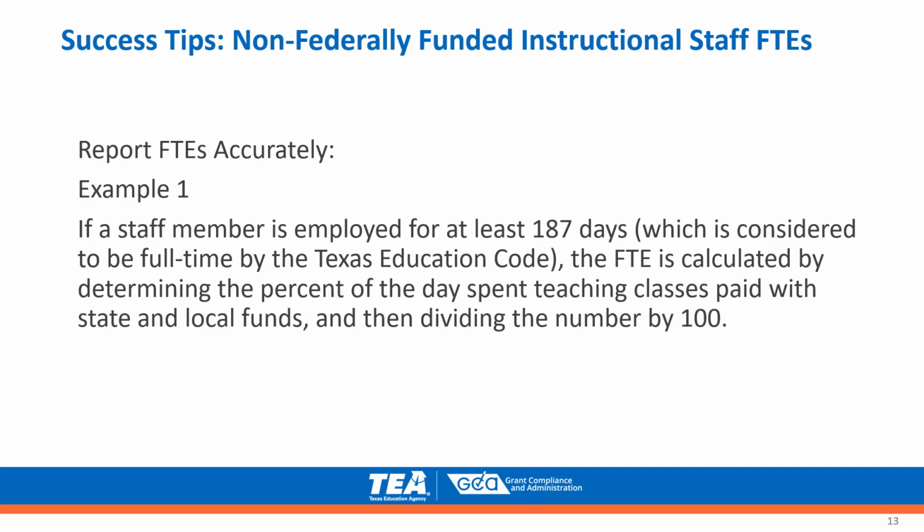Example 1. If a staff member is employed for at least 187 days, which is considered to be full-time by the Texas Education Code, the FTE is calculated by determining the percent of the day spent teaching classes paid with state and local funds and then dividing the number by 100.